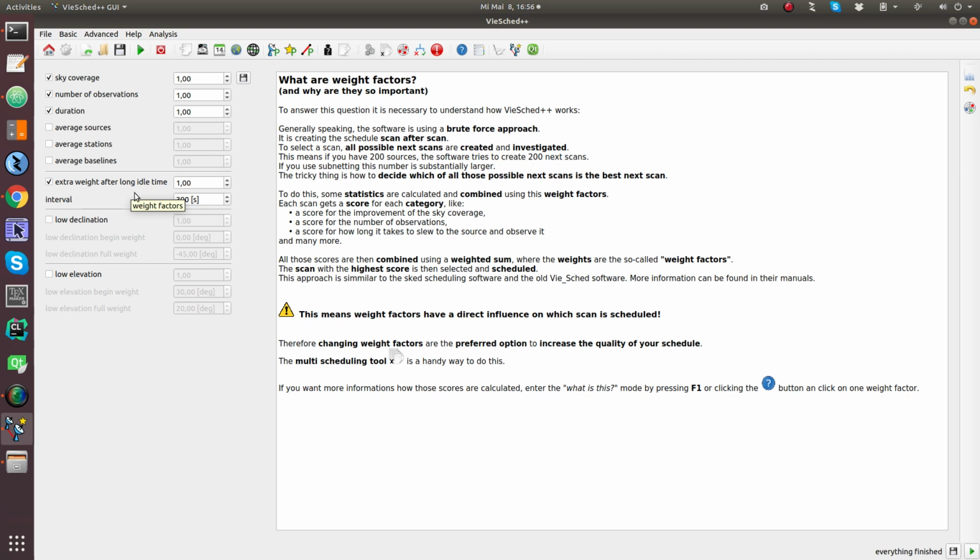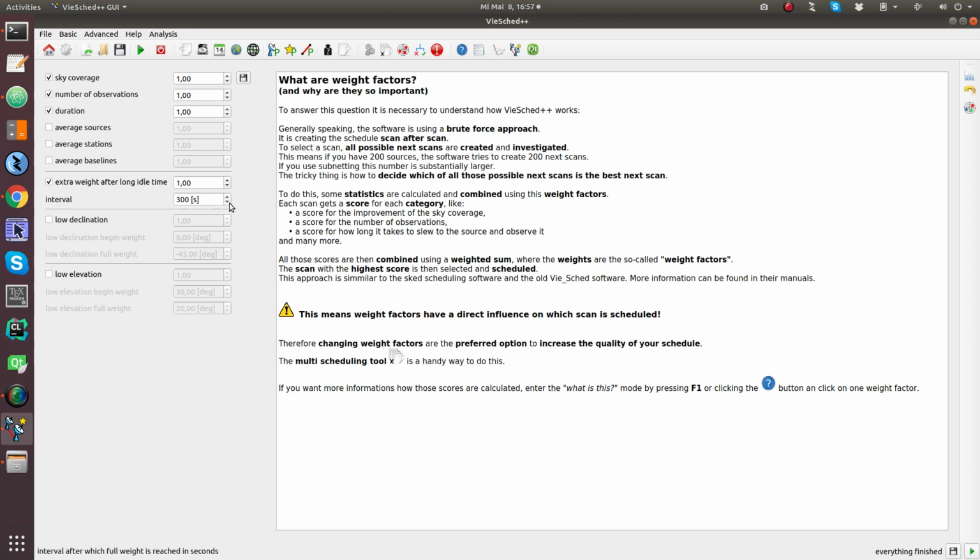So usually when I create 24-hour sessions, I always include these 4 weight factors, these 4 metrics, but sometimes other metrics are important as well. For example, you can also add extra score for low elevation scans, or extra score to average out the observations per baseline or per station or per source and so on. But this really depends on the science goal of your session and the participating stations and the network and everything. So there's no clear answer in what weight factor should be used here.